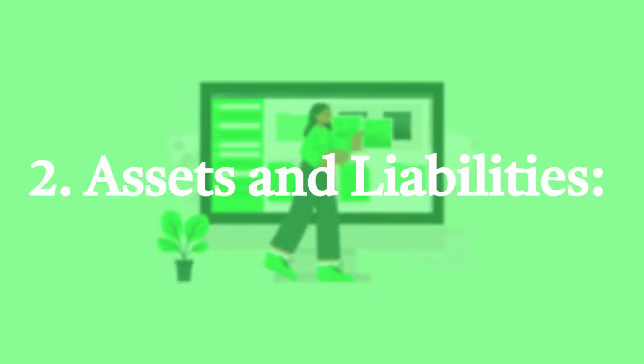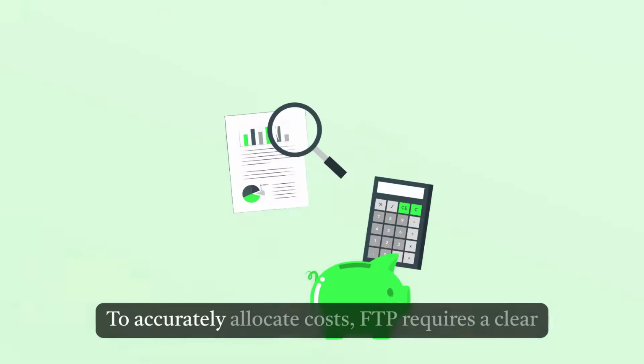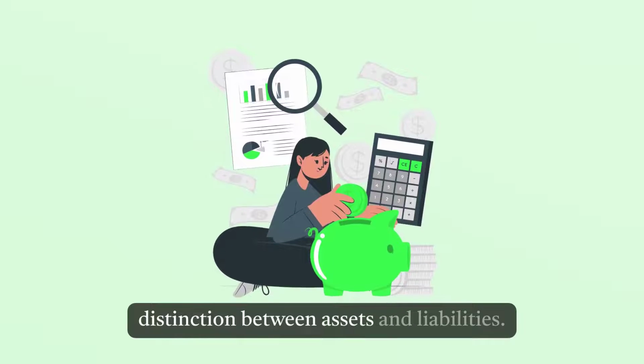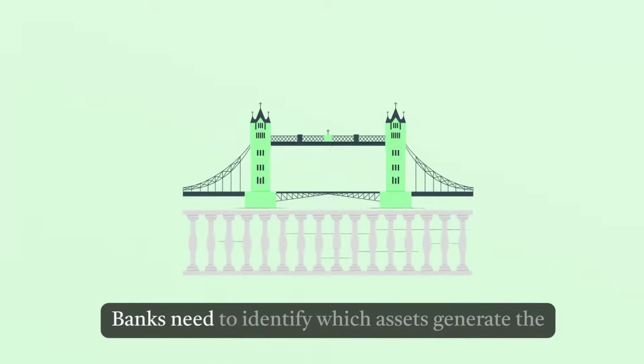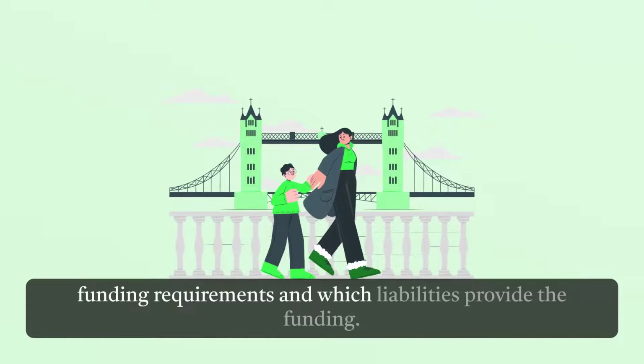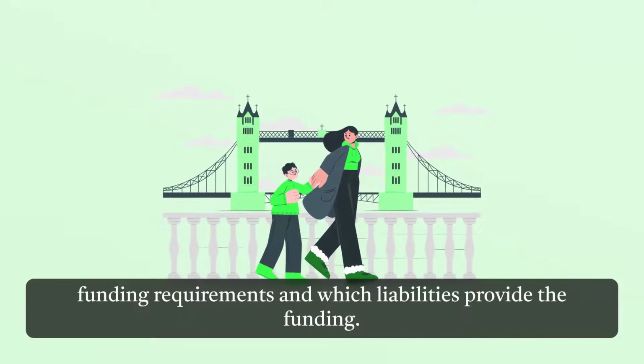2. Assets and liabilities. To accurately allocate costs, FTP requires a clear distinction between assets and liabilities. Banks need to identify which assets generate the funding requirements and which liabilities provide the funding.